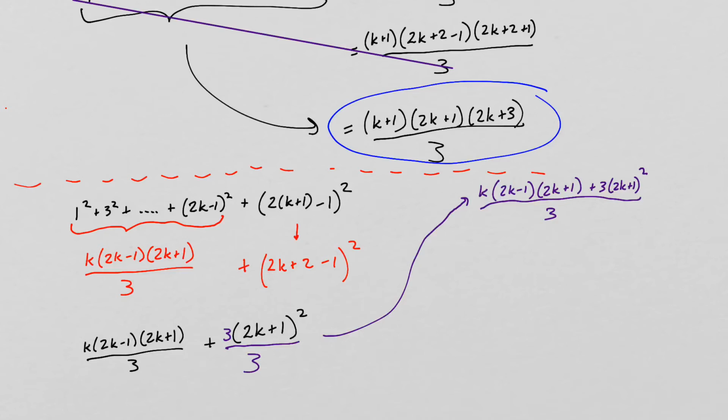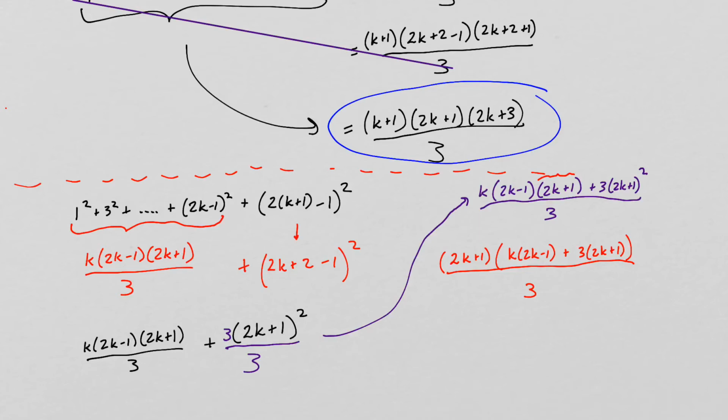So let's keep going. We can recognize that there's a 2k plus 1 here and a 2k plus 1 here, so there are 2 of them. Let's factor that out. Let's do 2k plus 1. We're going to be left with k times (2k minus 1) plus 3 times (2k plus 1), all divided by 3. And I think this is going to work out just fine. We're just not going to be able to avoid foiling. We're going to have to do it eventually.